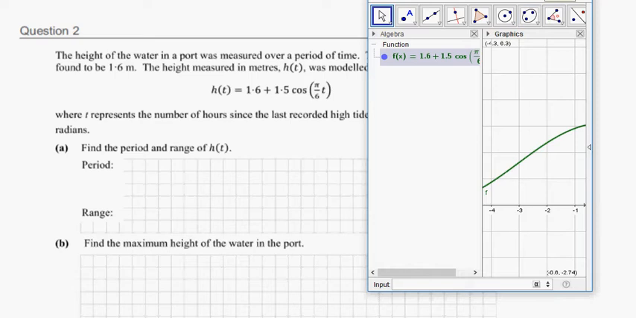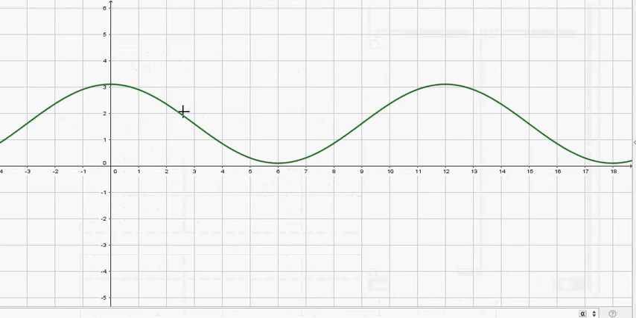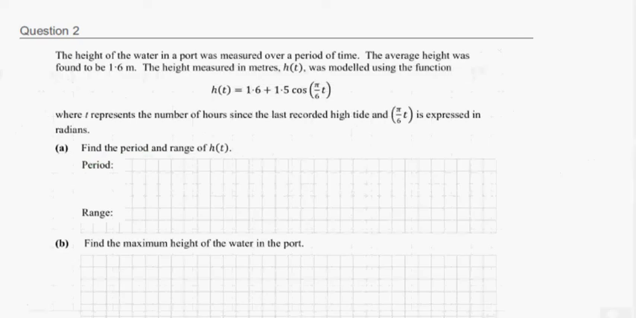Okay, so we can see here that at t equals 0 we have a high tide, and when t equals 0 it's of a certain height. Then we go all the way down to low tide where t equals 6, and then we go all the way back up to another high tide which is t equals 12. Okay, so you can see how the function works. Now, the deal is with cos functions, find the period and range of H(t).